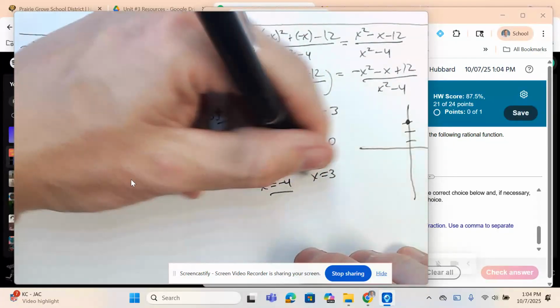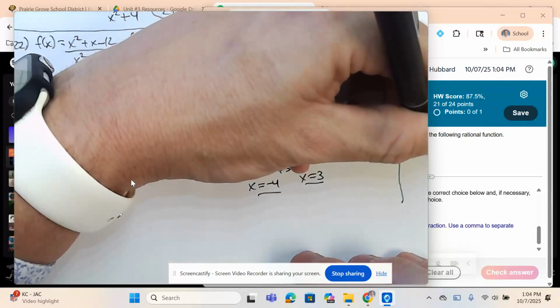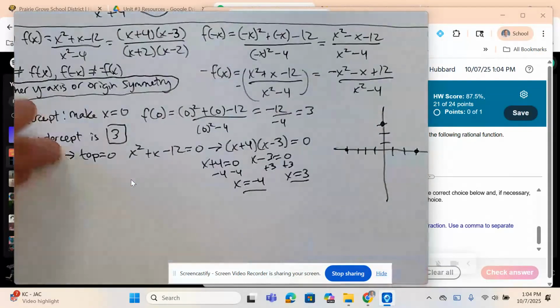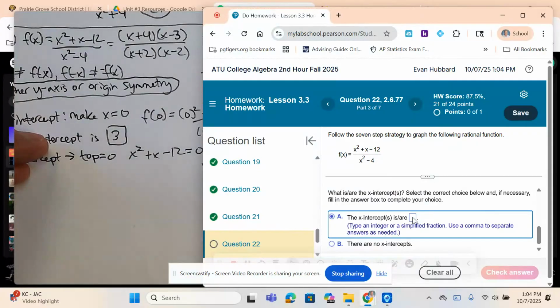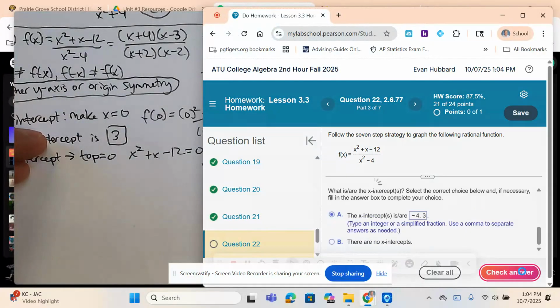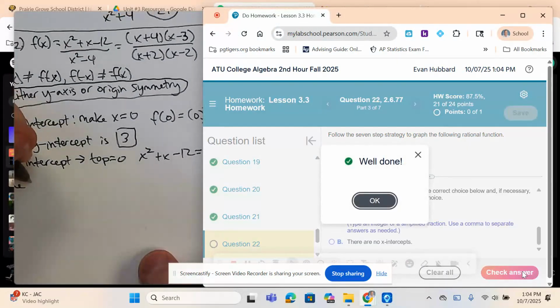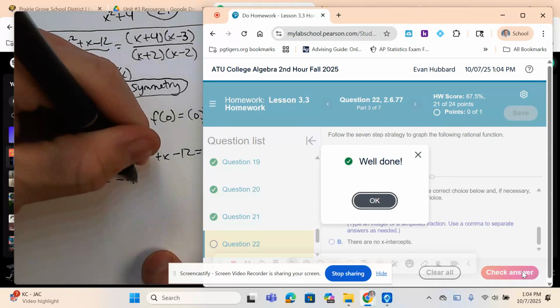So you've got two x-intercepts here, negative 4 and 3. So the x-intercepts, and you do a comma to separate them, are negative 4, comma 3.